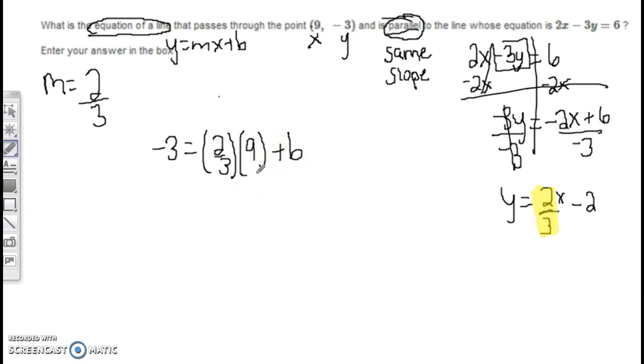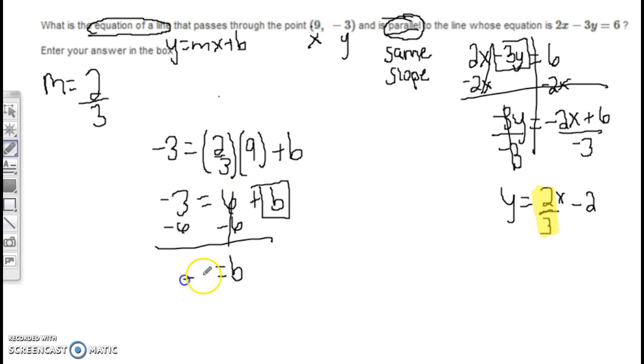So 2/3 times 9, or you could just do 2 times 9 and then divide it by 3, either way. So we get 6 plus b, -3 equals 6 plus b. We're still trying to solve for b, so we would need to subtract 6 from each side. And b would equal -9.